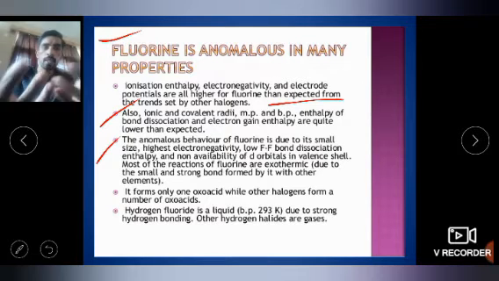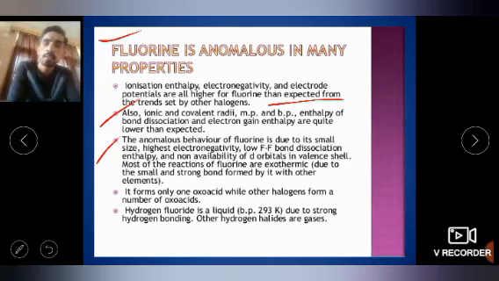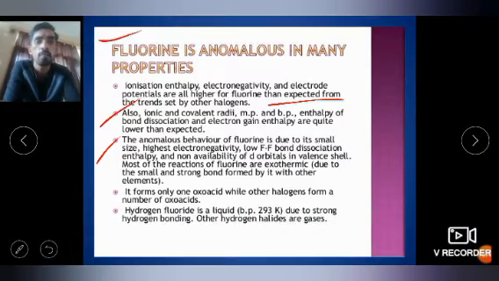Due to very small size and very high electronegativity, the first member of all the groups is different from the other members. Second is the absence of d orbital. In the first member of the group there is no d orbital, whereas other members of the group have d orbitals. Okay, so these are the basic anomalous properties.